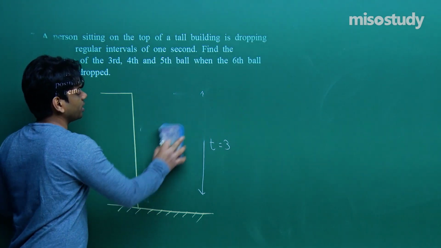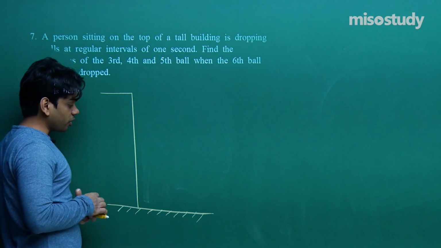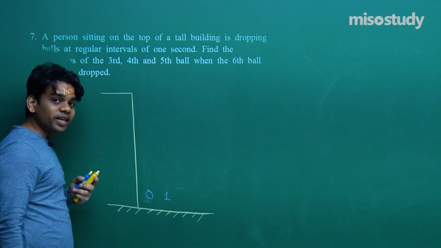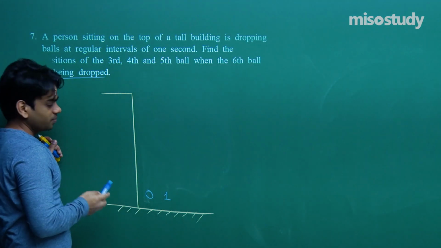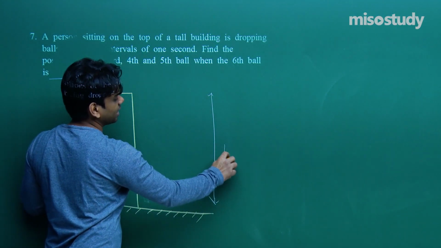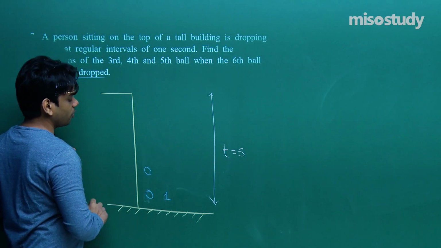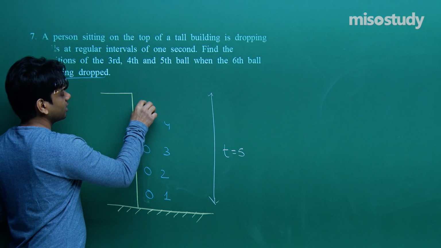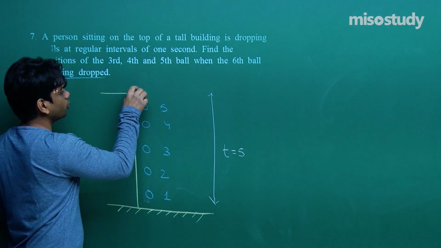In the similar manner, when he drops the sixth ball, where will the positions of all the balls lie? Let's say this is the first ball. It will travel for 5 seconds because the sixth ball is being dropped. When the sixth ball is being released, the time that the first ball would have traveled, as I just illustrated, will be 5. The second ball would be somewhat here, it would have traveled only 4 seconds. This would be the third ball, this the fourth ball, this the fifth ball, and the sixth ball he is going to drop just now.